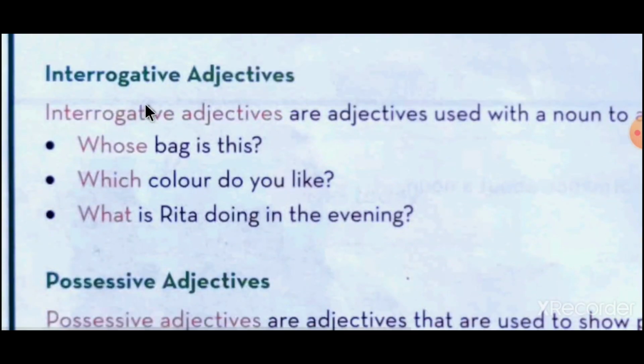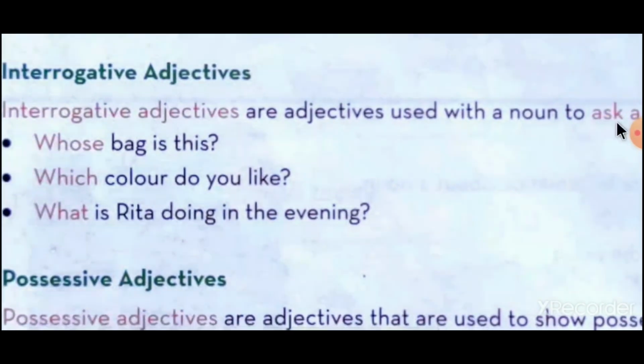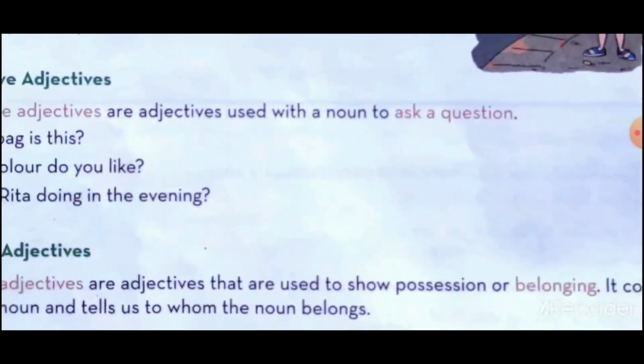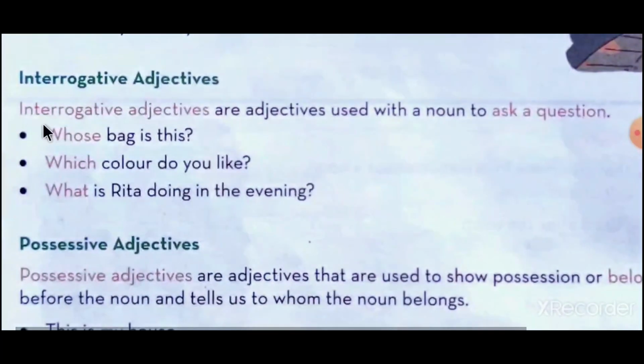Next one is interrogative adjectives. Let's see its definition first. Interrogative adjectives are adjectives used with a noun to ask a question. Okay, to ask a question. Yes, so I will repeat it. Interrogative adjectives are adjectives used with a noun to ask a question. Okay, noun के साथ कुछ WH क्वेश्चन वर्ड्स यूज होते हैं, they are called interrogative adjectives, to ask a question.